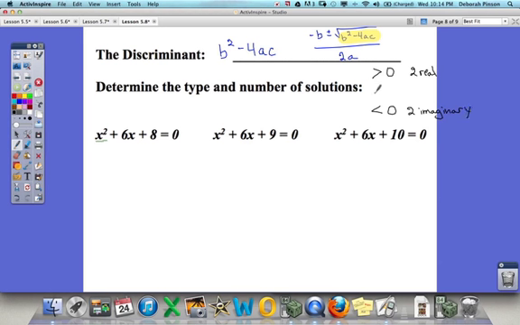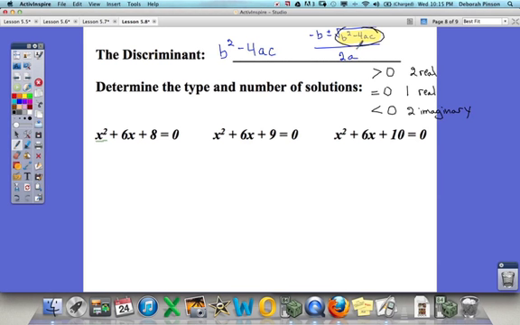So the last situation would be if it actually equaled 0. Now think about it for a second. If that whole thing was 0, that's what we're adding and subtracting, so we'd only have 1 answer. We wouldn't have 2. And it would be a real number because I wouldn't have any negatives inside the square root because it would be a 0 there.